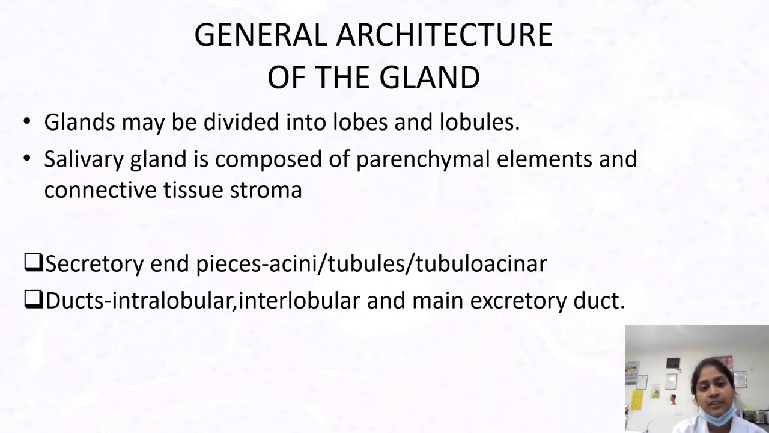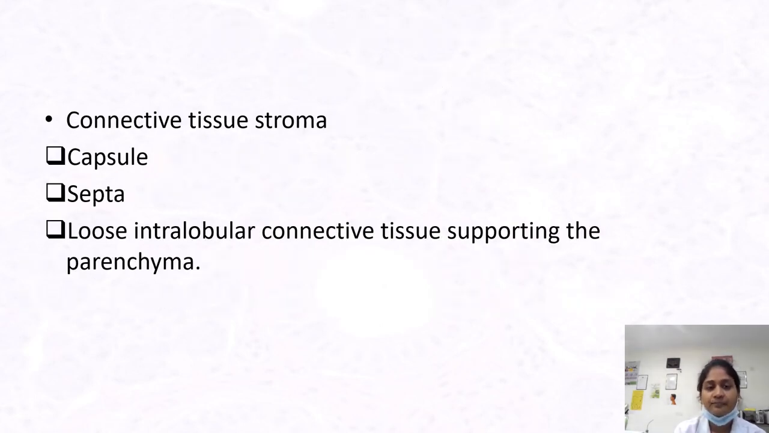General architecture of the gland. Now, in this, the gland may be divided into lobes and lobules. The salivary gland is composed of parenchymal elements and connective tissue stroma. Secretory end pieces involve acini, tubules, or tubuloacinar units. Ducts involve intralobular, interlobular, and main excretory ducts. Connective tissue stroma involves the capsule, septum, and loose intralobular connective tissue supporting the parenchyma.